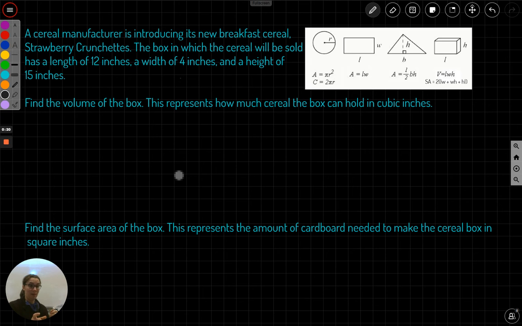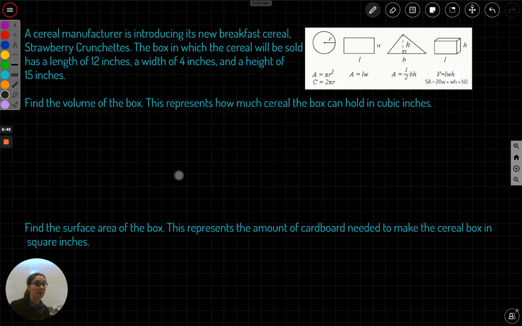That's like this wide, this tall, and this wide. So it's a very thick cereal box. Our goal is to find the volume and then the surface area of the box. The volume represents how much cereal the box can hold in cubic inches, and the surface area of the box represents how much cardboard is showing on the outside of the box.